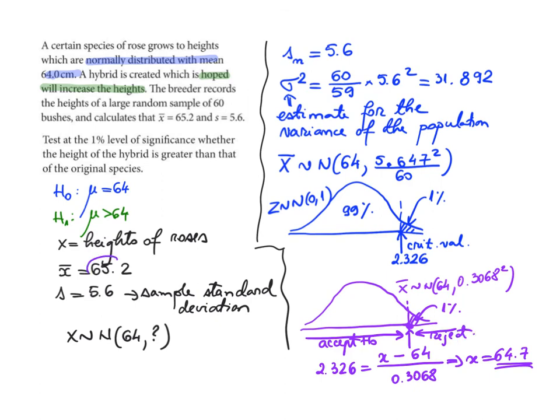Now my test statistic is 65.2, so it's bigger than the critical value. Therefore, I will reject H0. So I need to formulate my conclusion in terms of the question. My conclusion is that there is enough evidence at the 1% significance level to conclude that the mean height of the roses has increased.